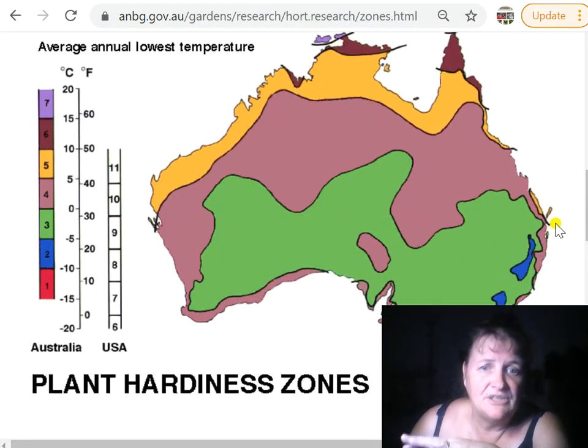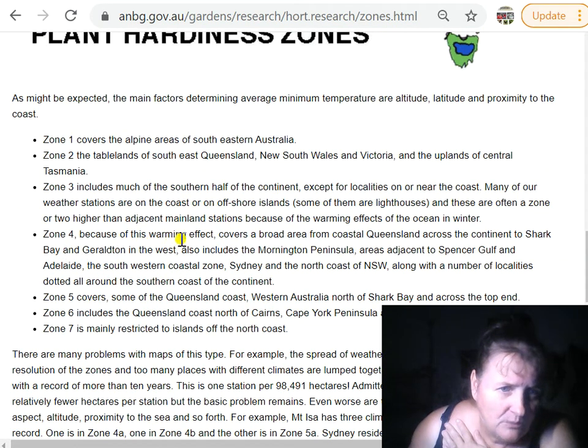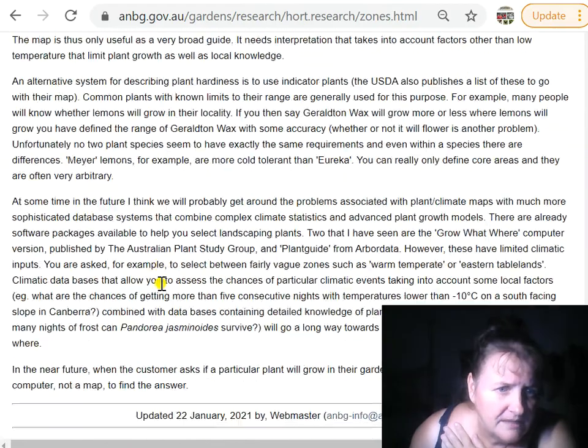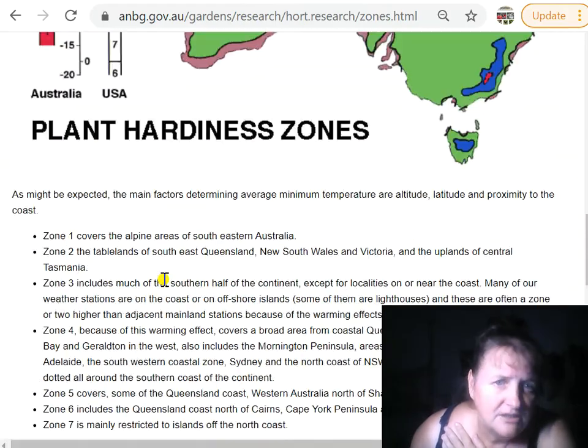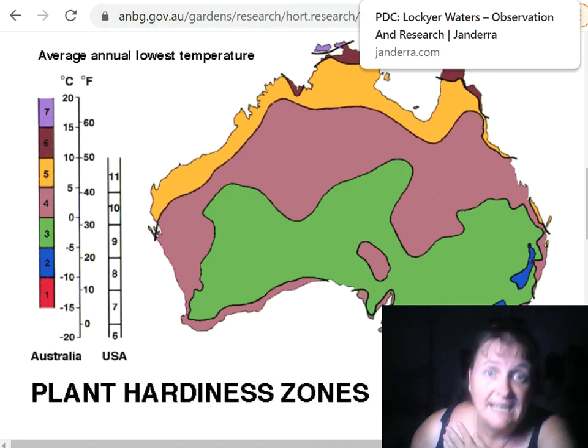But this basically shows where the hardiness zones apply to different parts of Australia, and I'm in that little section there. So again, this is zone 4. Zone 4, because of this warming effect, covers a broad area from coastal Queensland across the continent to Shark Bay and Geraldton in the west. It also includes the Mornington Peninsula area. There's more information here, so feel free to have a look, but that's the basic information on the plant hardiness zone that I'm in.